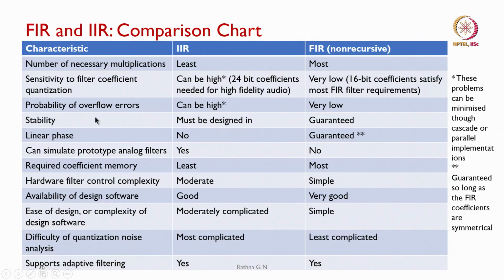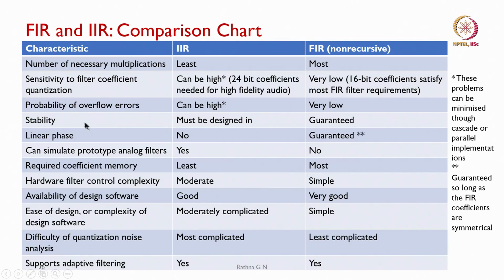Of the few parameters you can see, I will specify 1 or 2 and the rest you can go through. That is sensitivity to filter coefficient quantization. It can be as high; in Motorola they use 24 bit coefficients for high fidelity audio function in their processor. Otherwise, TI or Analog Devices use 16 bit for their number representation. In the case of the FIR filter, we know it is very low, and 16 bit coefficients are safely represented or computed.